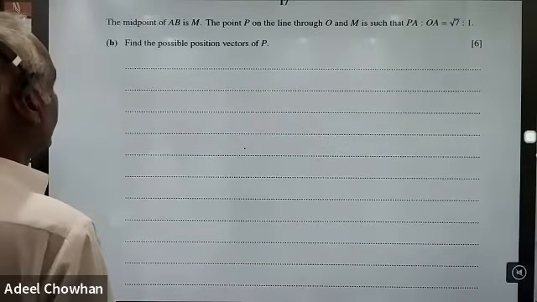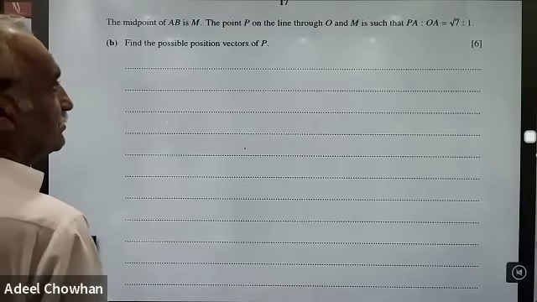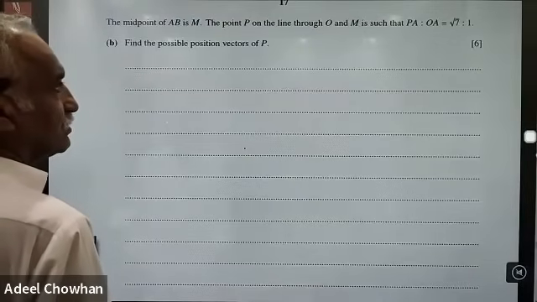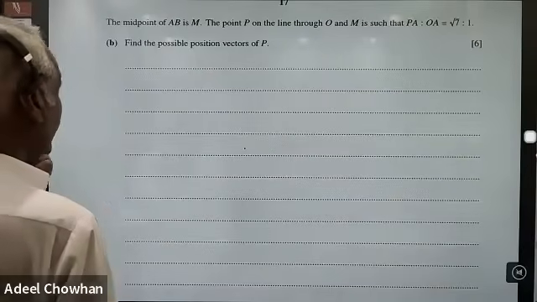The midpoint of AB is M. The point P is on the line through O and M such that PA ratio OA is equal to root 7 ratio 1. Find the possible positions of P.